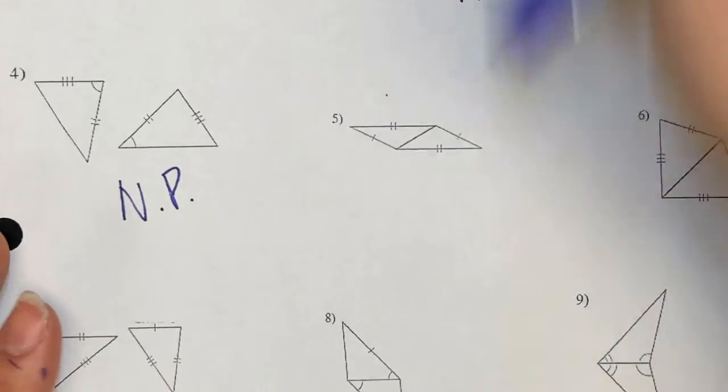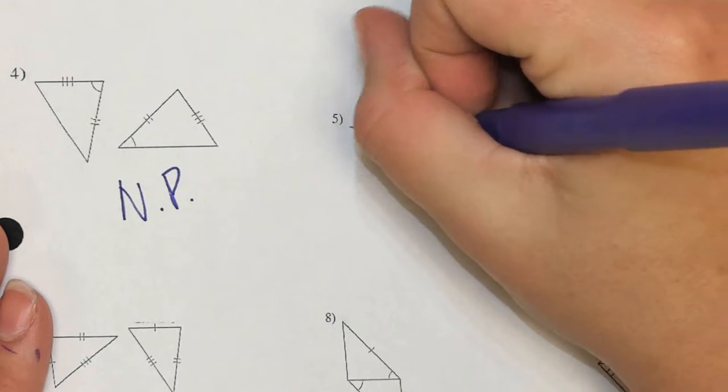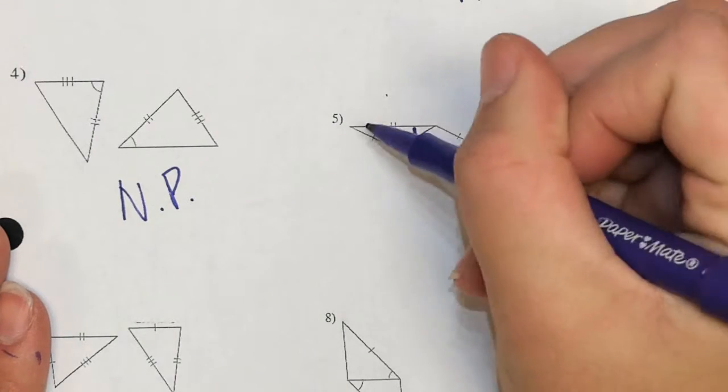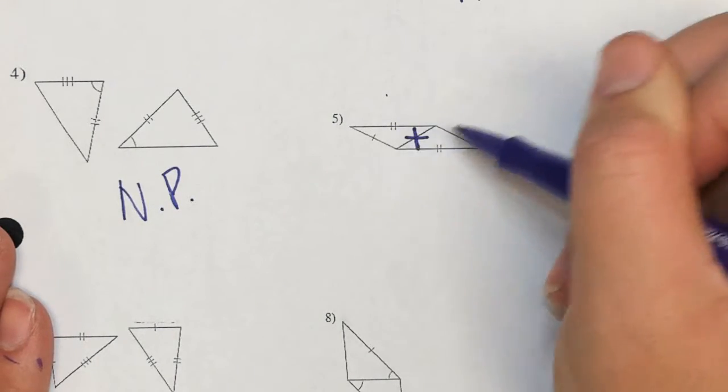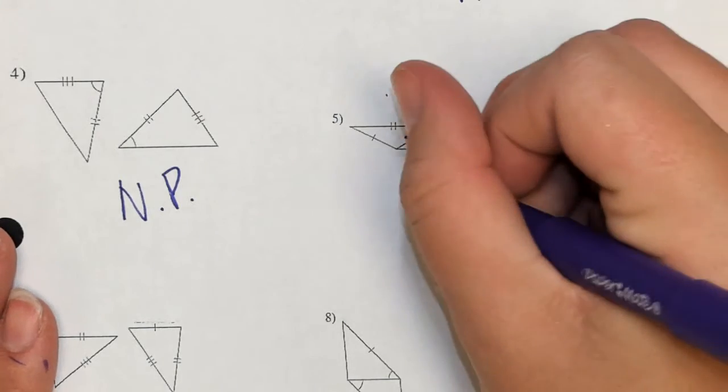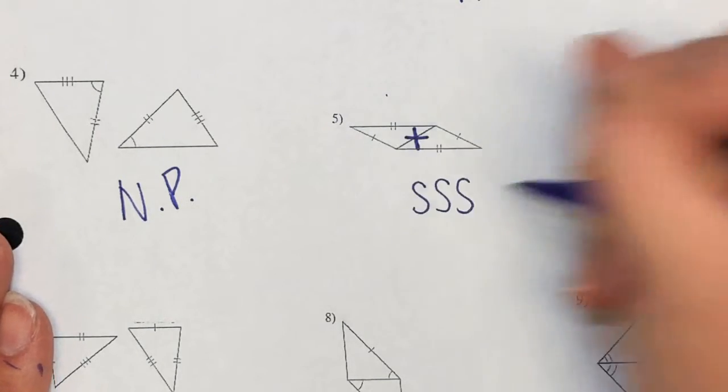Okay, what do you see on 5? X, and then, so you know, side and side, side and side. And then they share this side, so it's congruent by SSS.